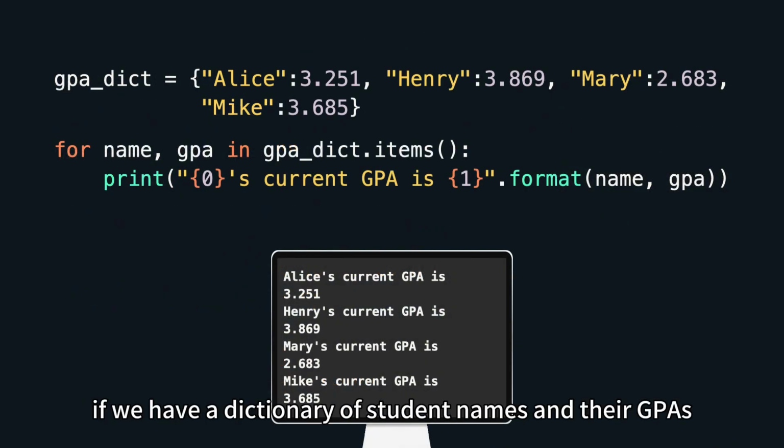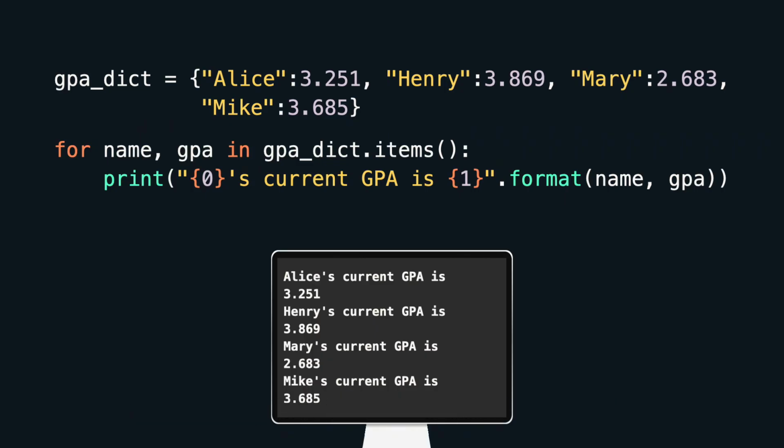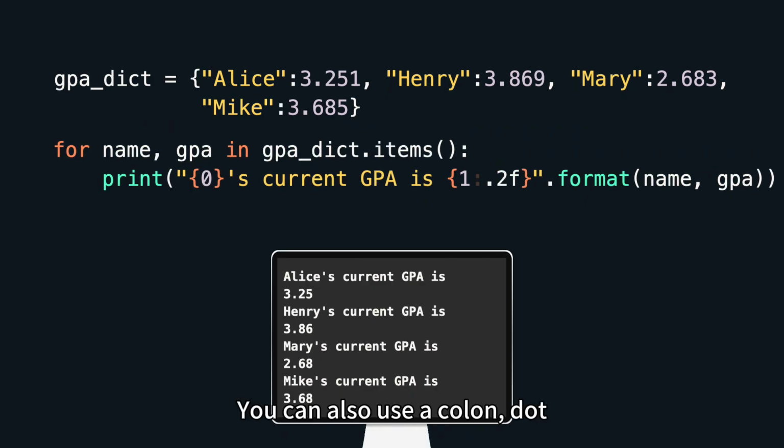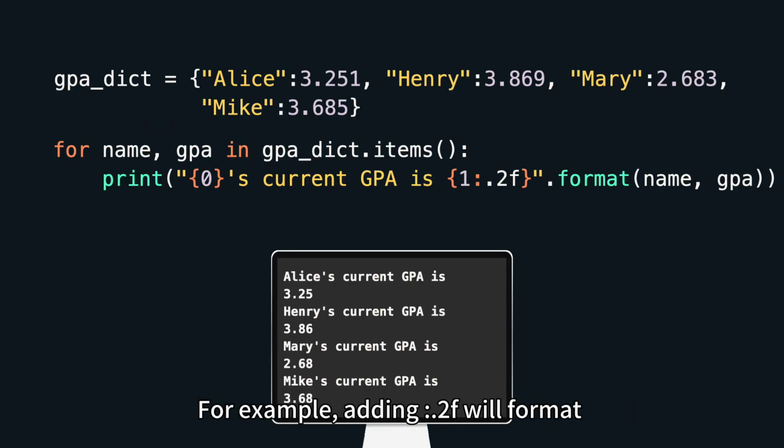In addition to formatting strings, numbers can also be formatted inside strings. For instance, if we have a dictionary of student names and their GPAs, even though GPA is a floating point number, format can print it without manually converting it to a string. You can also use a colon, dot, number, and f to control how many decimal places a floating point number keeps. For example, adding .2f will format the GPA to 2 decimal places.